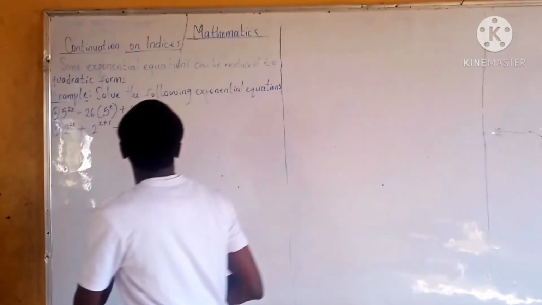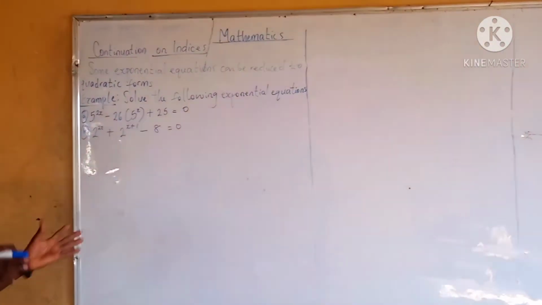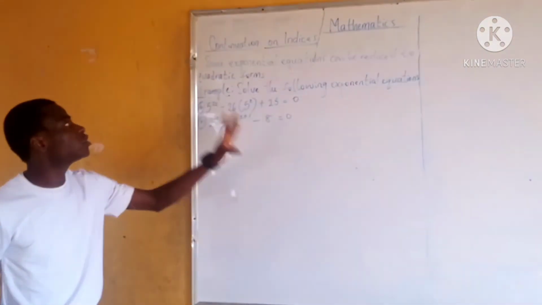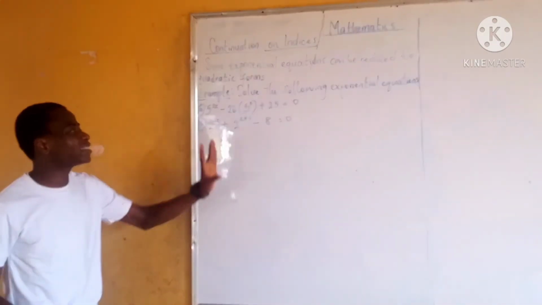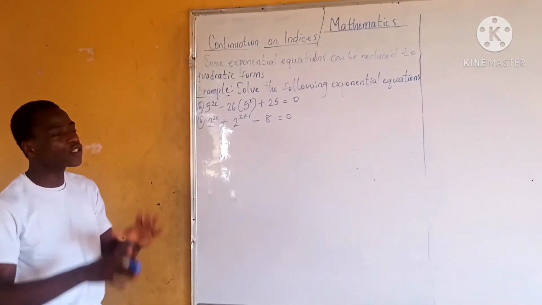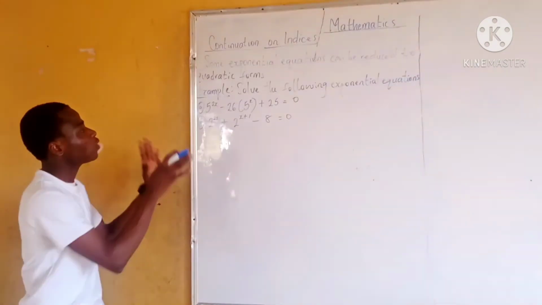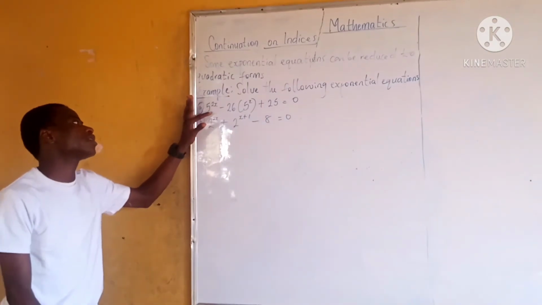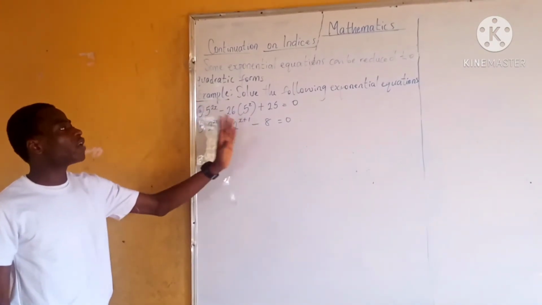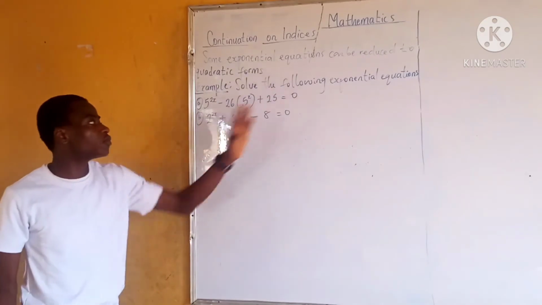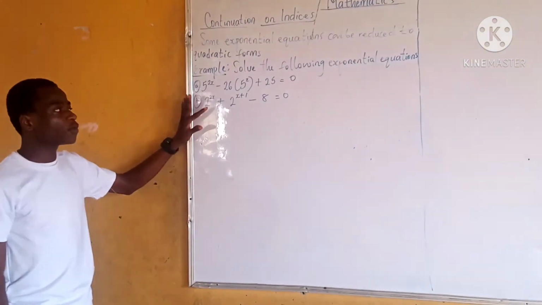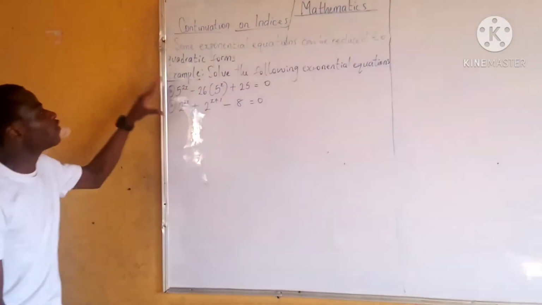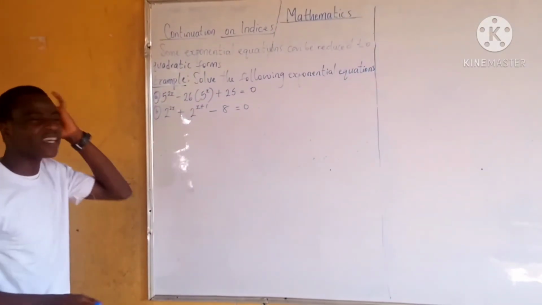Exponential equations can be reduced to quadratic forms now. This is the next part. Some exponential equations can be reduced to quadratic forms. That is, we can apply laws of indices in some quadratic equations. Look at this question. You have to solve the following exponential equations. We have 5 raised to the power 2x minus 26 bracket 5 raised to the power x close bracket plus 25 equals 0. Second question, 2 raised to the power x plus 2 raised to the power x plus 1 minus 8 equals 0. For the first question now, we apply laws of indices.